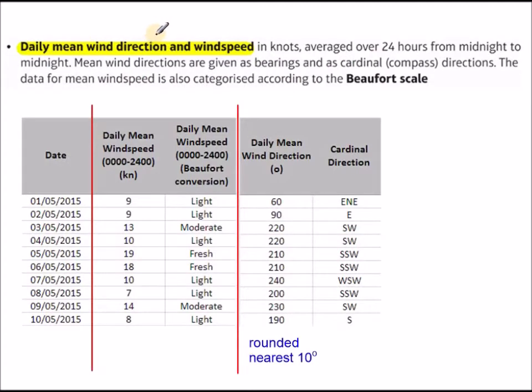Daily mean wind direction and wind speed. So the wind speed is measured in knots, and more on that later. I'll go through that in more detail, what knots are. And we've got something called a Beaufort conversion scale, and you can see we've got descriptions of how strong the wind is rather than numerical values. And then we've got directions in degrees, the direction from which the wind is blowing, and we've got compass directions as well. These values here are rounded to the nearest 10 degrees.